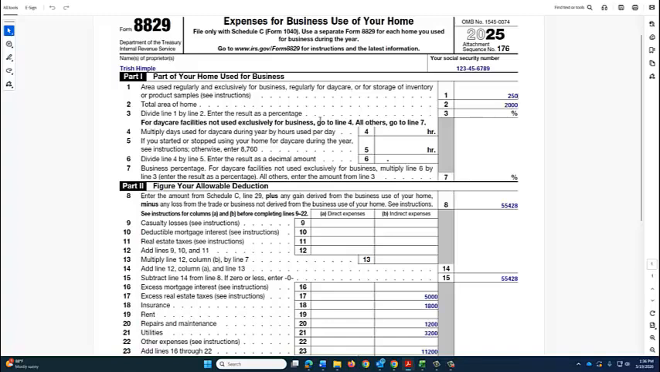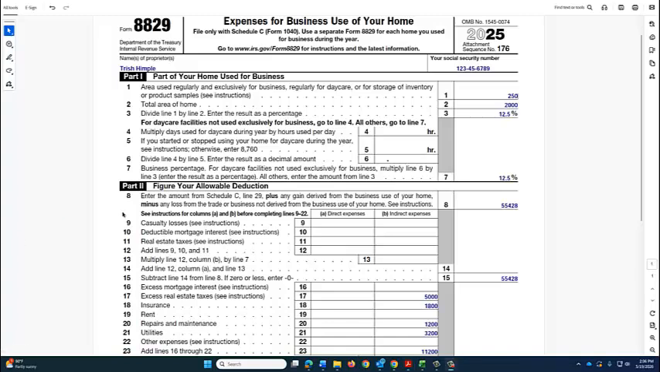So now we're going to get the percentage of her home that she uses for business. We're going to divide line 1 by line 2. When we do that, we get 12.5%. It's not a daycare facility, so we will not use lines 4, 5, or 6. So we'll bring our percentage down to line 7.